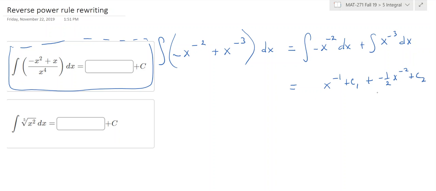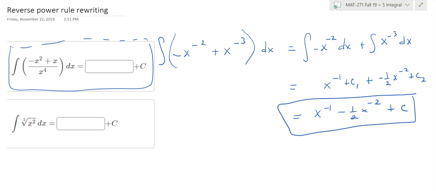Well, this function generally works, but c1 and c2, I don't know what they are anyway, so I can just call them c. So in general, we'll say the antiderivative here is x to the negative 1 minus 1/2 x to the negative 2 plus c. And that is the family of functions that is the antiderivative.